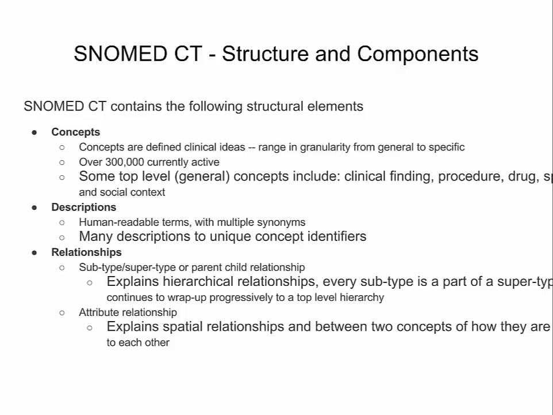Descriptions are human-readable terms with multiple synonyms, and they contain many descriptions to unique concept identifiers. And relationships, of which there are subtype and supertype, or parent-child, relationships. They explain the hierarchical relationships, and every subtype is a part of a supertype that continues to wrap up progressively to a top-level hierarchy. There's also an attribute relationship, which explains spatial relationships between two concepts and how they are logically related to each other.